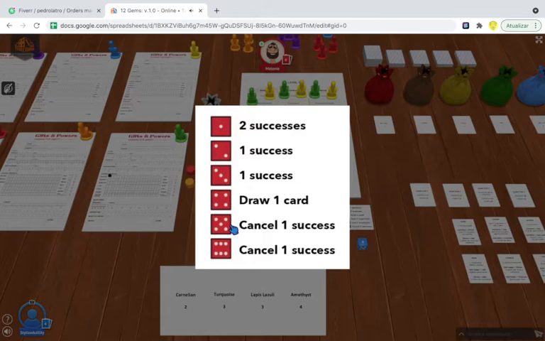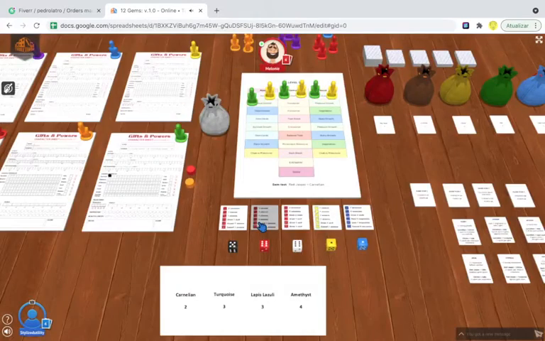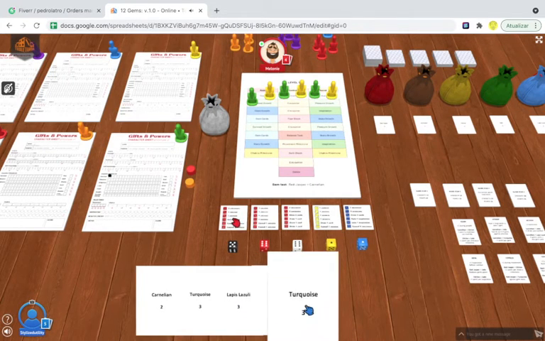Okay, now I've canceled both my successes and draw a card, so I'm just going to draw a card. Okay, your turn now. All right.